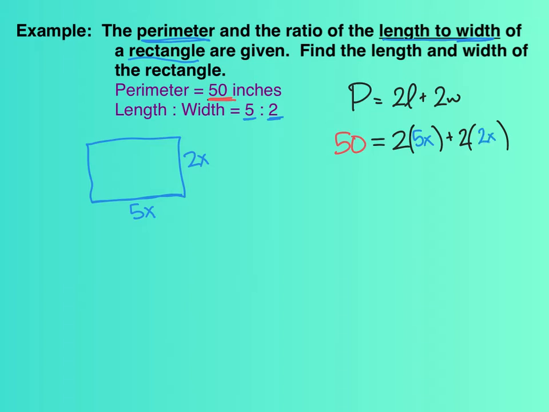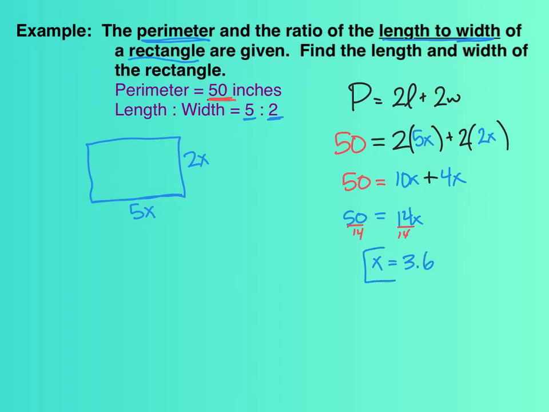Now I can simply solve for x, all right? So I still would have 50 equal to 2 times 5x would be 10x, plus 2 times 2x would be 4x. All right, and so 10x plus 4x is going to be 14x, set that equal to still 50. And we divide by 14, and 50 divided by 14 is approximately, x would be equal to about 3.6.